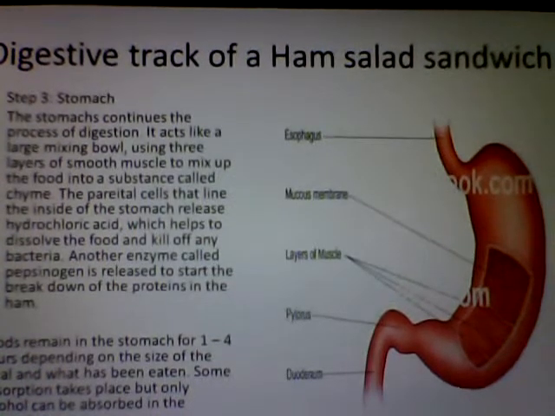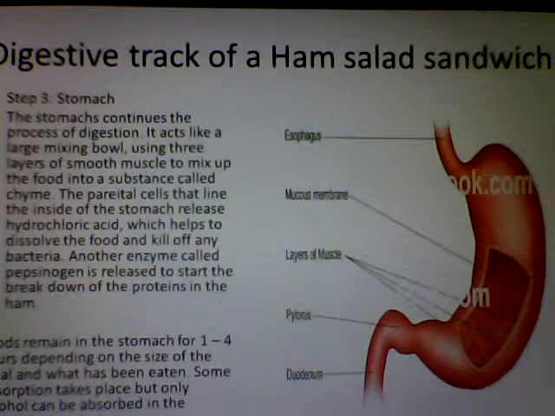Step 3. Stomach. The stomach continues the process of digestion. It acts like a large mixing bowl, using 3 layers of smooth muscle to mix up the food into a substance called chyme. The parietal cells that line the inside of the stomach release hydrochloric acid, which helps to dissolve the food and kill off any bacteria.